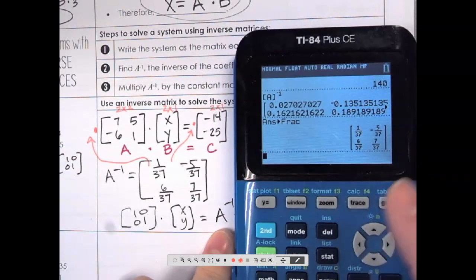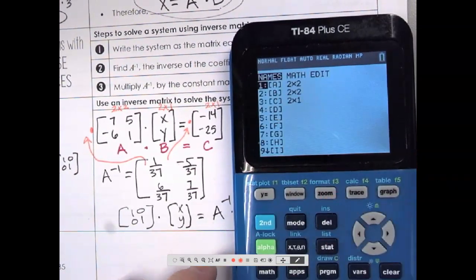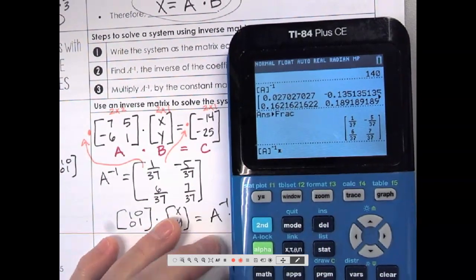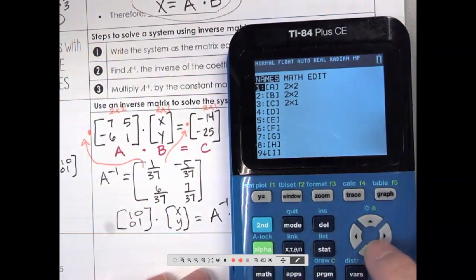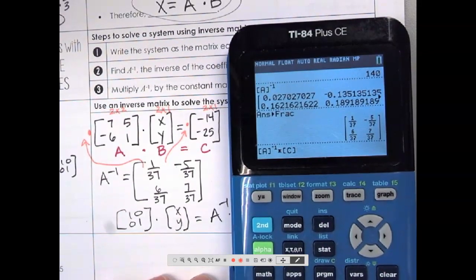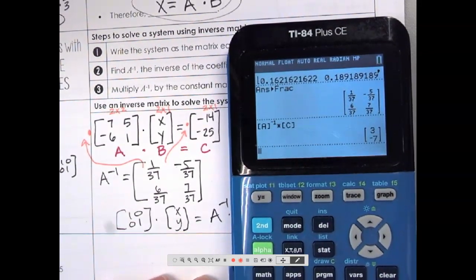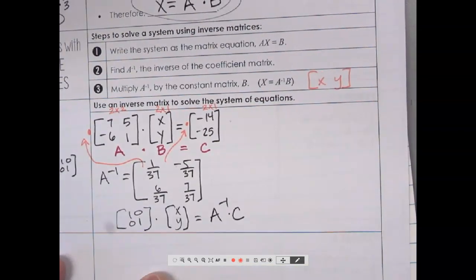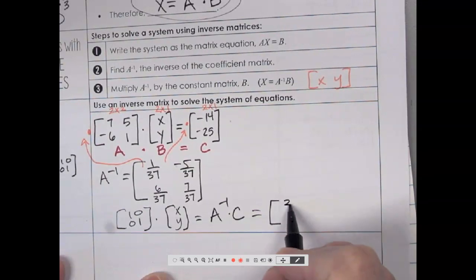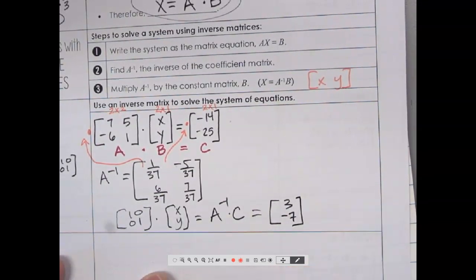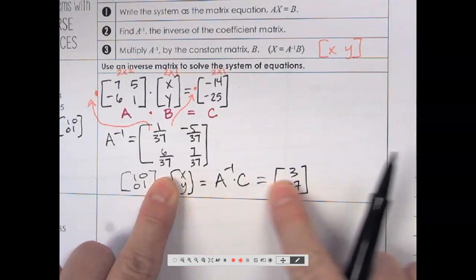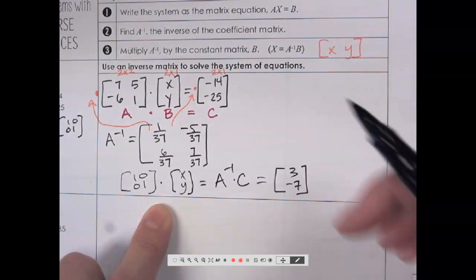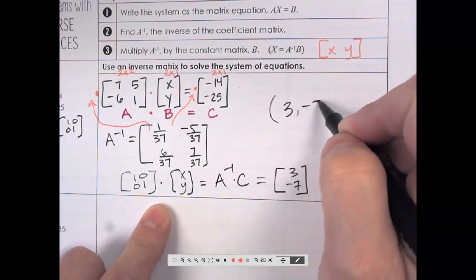All right, so what I want to do is multiply A inverse times C. Now, I already have it on the screen, but I'm just going to reset it up. I'm going to say matrix A inverse times matrix C. And I get the answer 3, negative 7. So guess what X is? 3. Y is negative 7. So the ordered pair is 3, comma, negative 7.